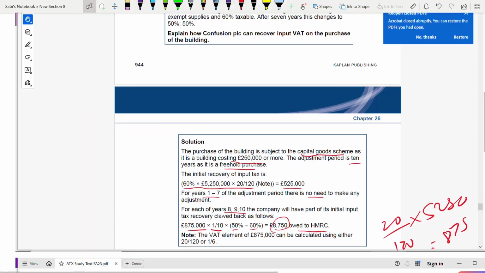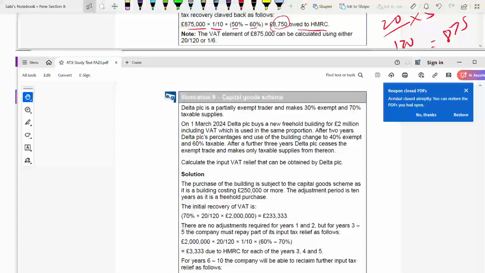Now, illustration 6. Calculate the input VAT relief that Delta can obtain. So he's a partially exempt trader, 30% exempt, 70% taxable. Okay, he buys a freehold for 2 million. After 2 years, 40% is exempt, 60% is taxable. After a further 3 years, they cease the exempt trade and make only taxable supplies from there on.